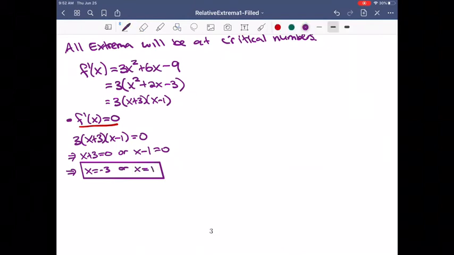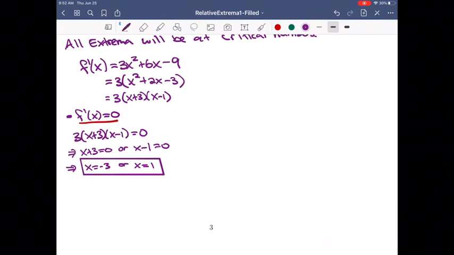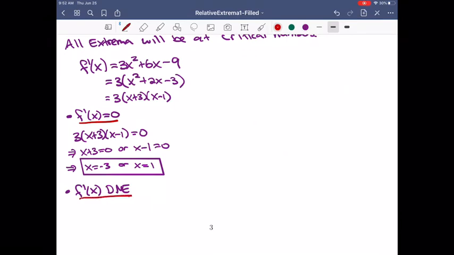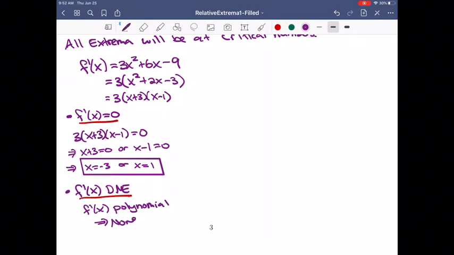Now I also want to see where the derivative is undefined, because I might get critical numbers from that. Although f prime is a polynomial, so there's no critical numbers of this type. I'm just going to write none. So these two are our only critical numbers.